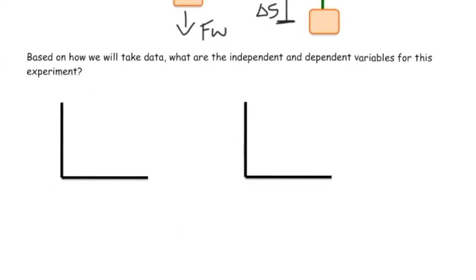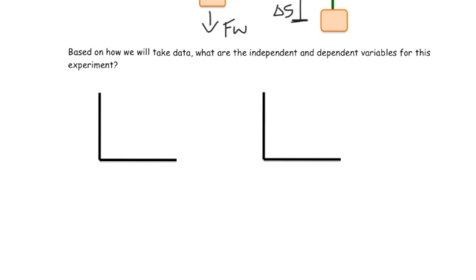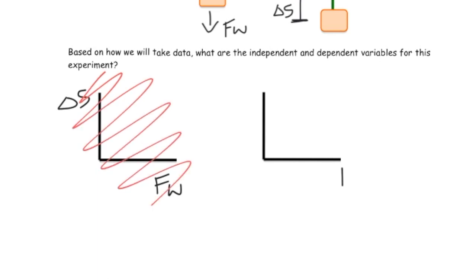Based on how we will collect the data, what are the independent and dependent variables for this experiment? Since we're adding weight on purpose and then checking the stretch, we would assume that weight is the independent variable and stretch is the dependent variable, and that is true. But all the other work graphs we have drawn so far have had distance on the x-axis and force on the y-axis. We will do that for this lab also.